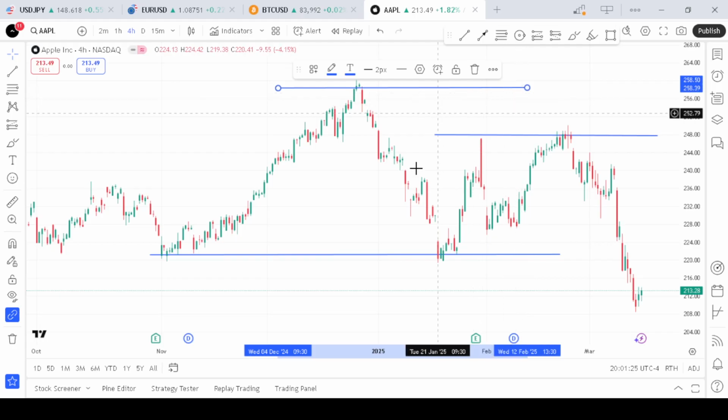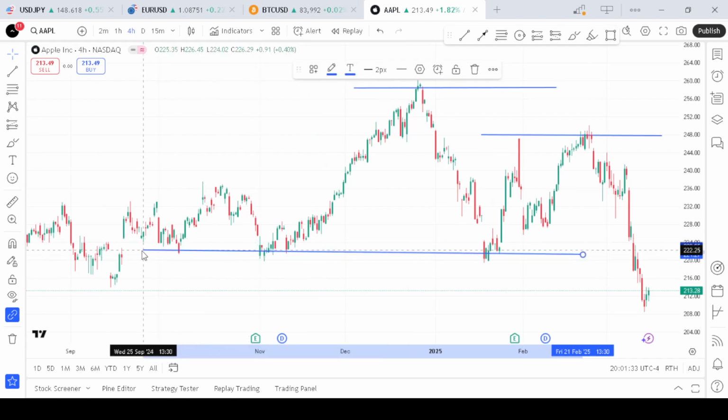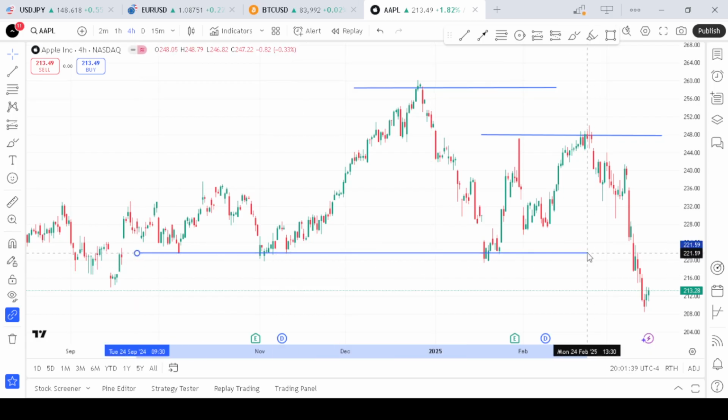The more touches on the level, the more valid they become. When there are more than one touches at a level, the more valued it may become. So these are areas where we can draw our support and resistance.